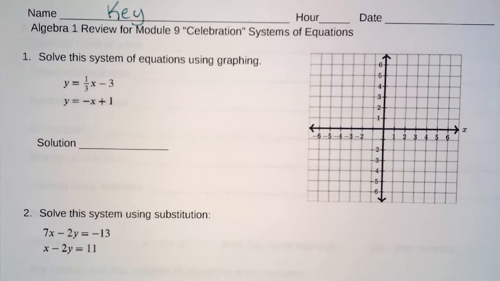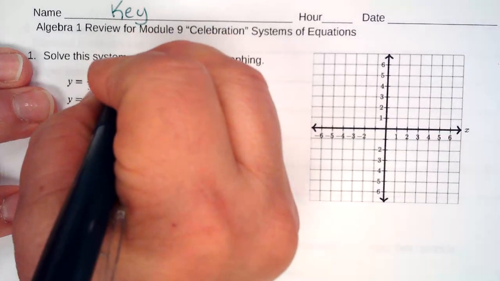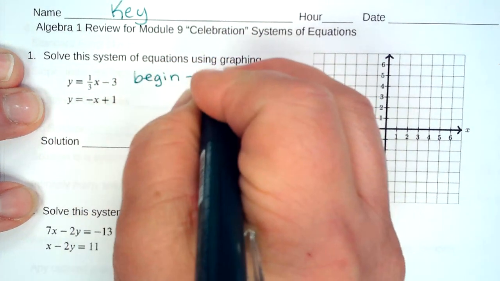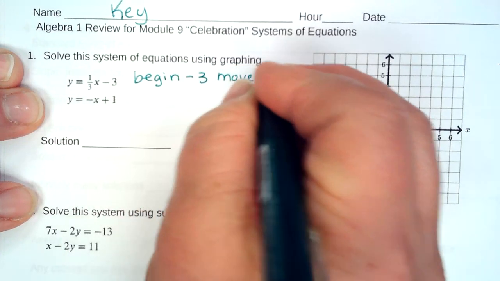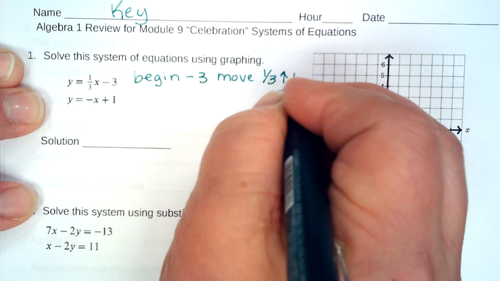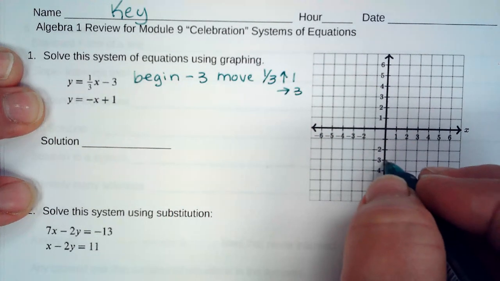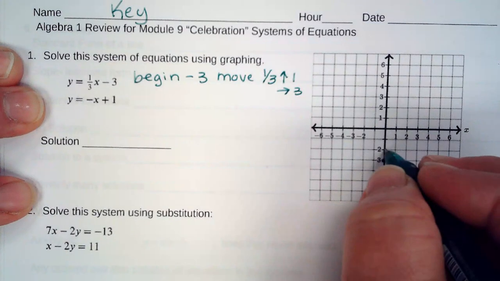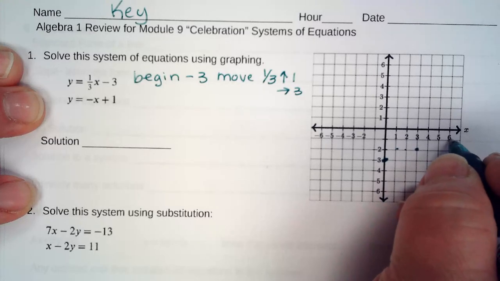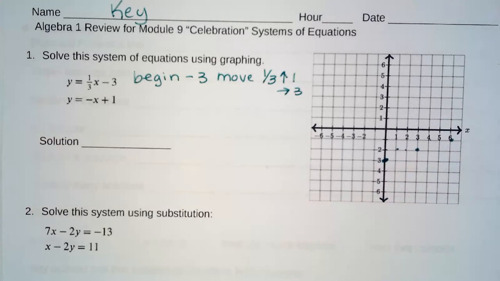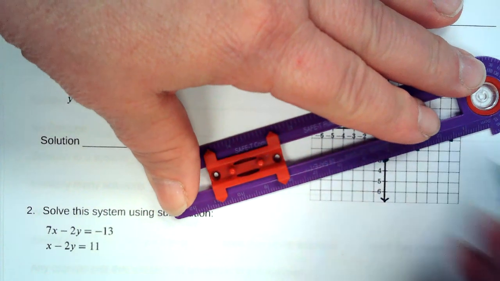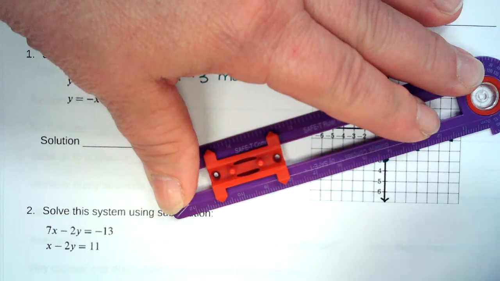Okay, for the first one, where do we begin? We begin at -3. How do we move? 1/3, which is up 1 and then right 3. So I start at -3. I go up 1 and right 1, 2, 3. I've got 3 points I can use now because I kept moving with that same slope.